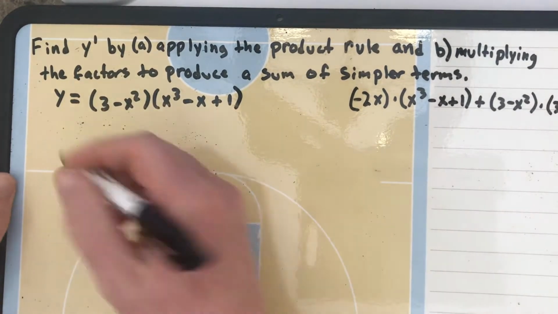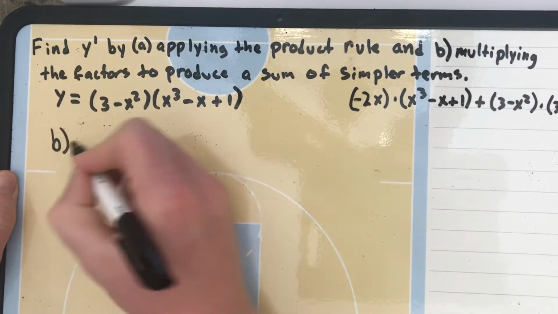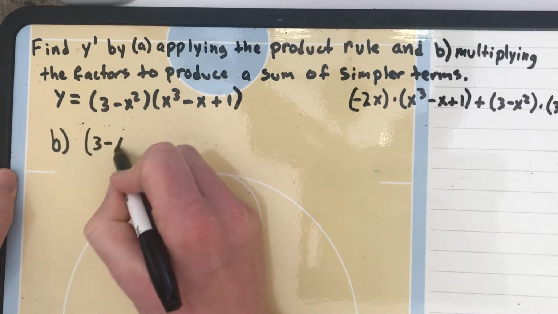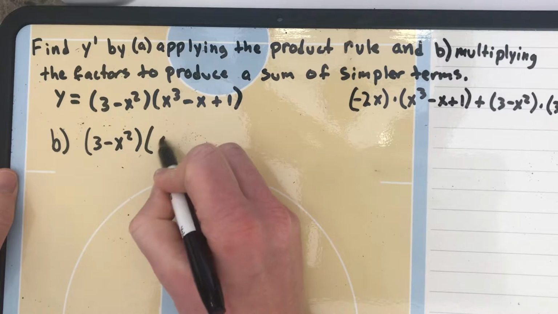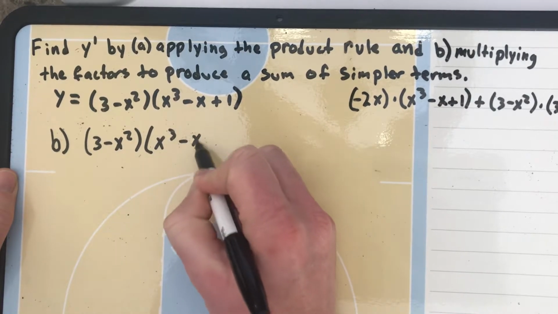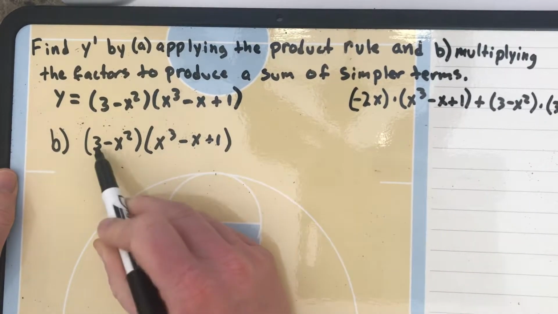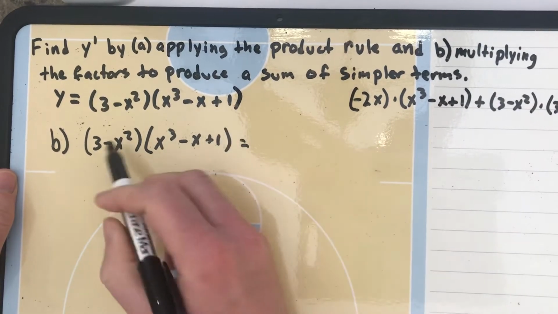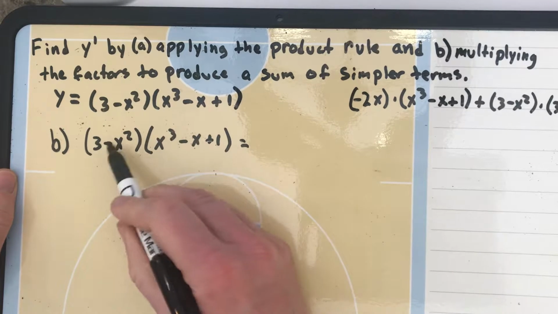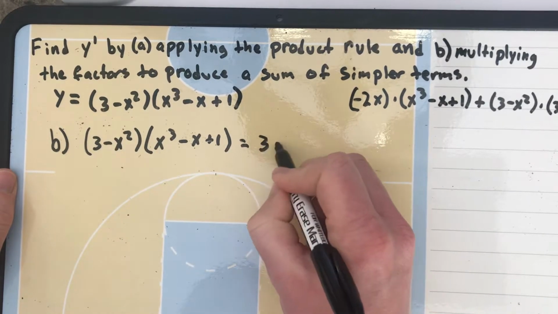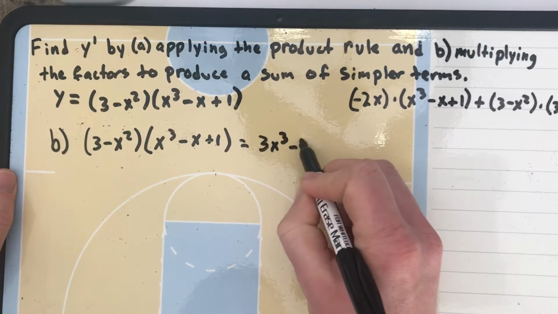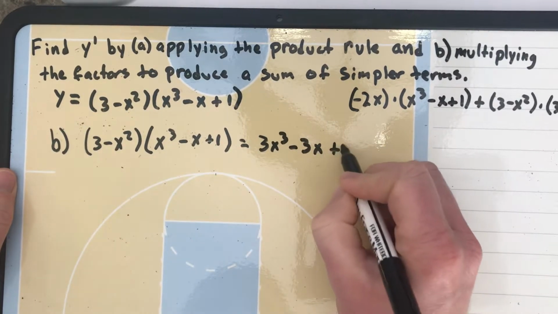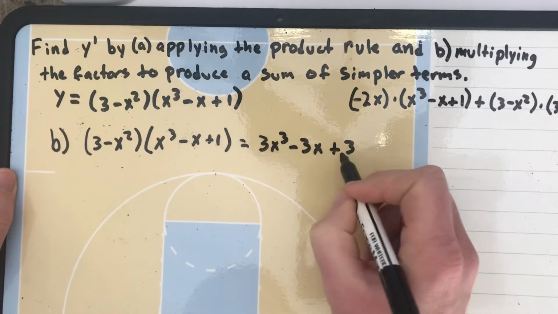So part B, it wants us to take the original function, which is here, and multiply it out. So 3 minus x squared, x cubed minus x plus 1. So I'm going to take 3 times the x cubed. Remember, I'm going to distribute the 3 to each term. So that's 3x cubed minus 3x, right? 3 times negative x. And then plus 3 times 1, which gave me the 3.